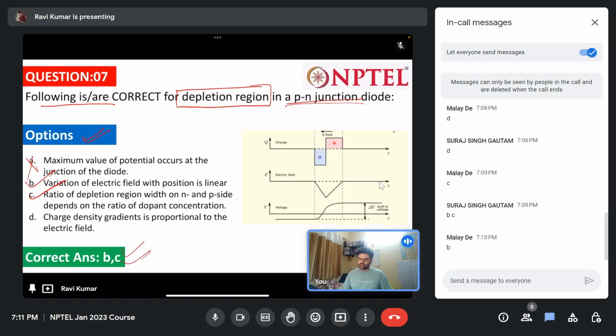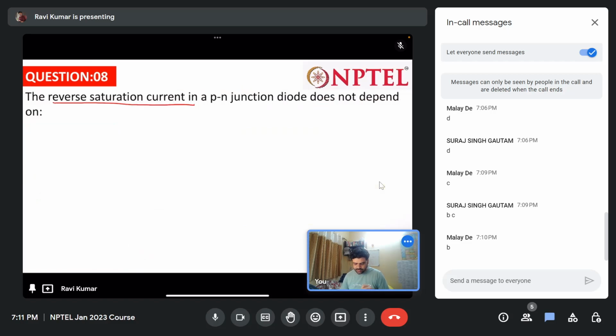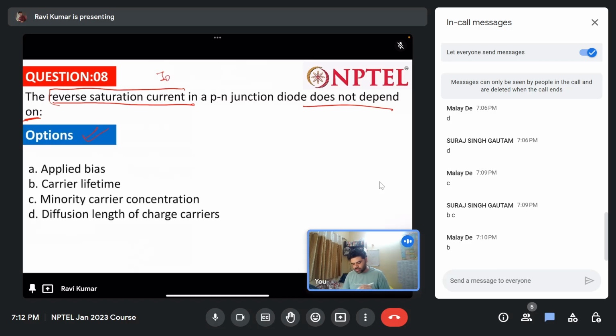So let's move to the next question, which may be last. I don't know. Let me check. The reverse saturation current in a PN junction diode does not depend on. No, this is not last. The reverse saturation current I naught in a PN junction diode does not depend on. These are the options. Just refer the diode IV characteristics here.